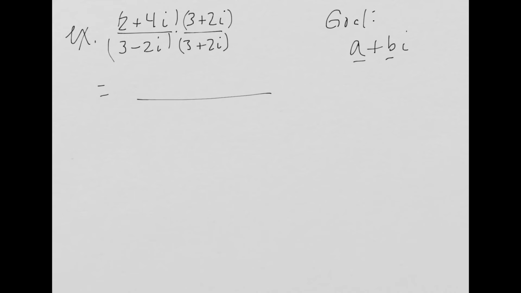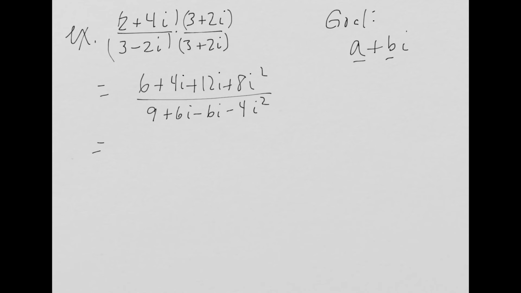Okay, now on the top, let's multiply this out. So go ahead and pause and try if you want. If I multiply it out, I get 6 plus 4i plus 12i plus 8i squared. On the bottom, I'm going to get 9 plus 6i minus 6i minus 4i squared.